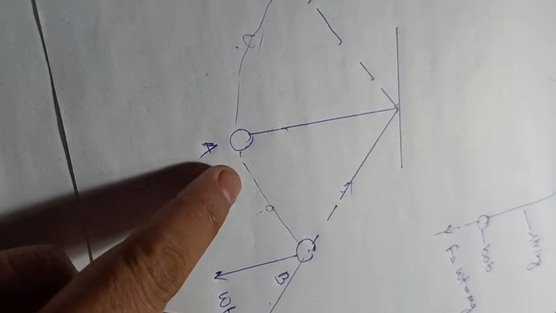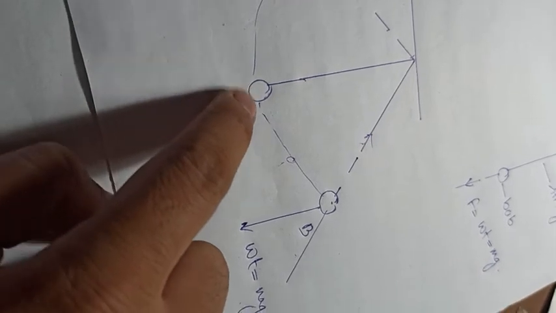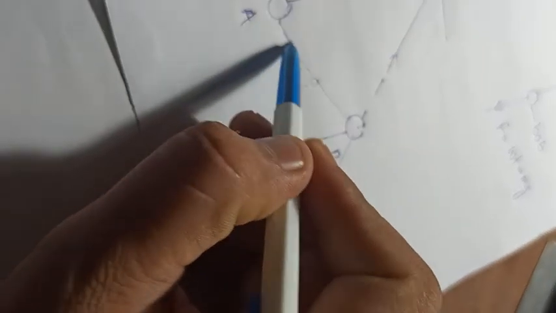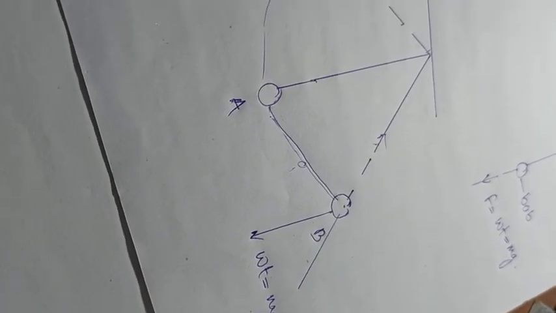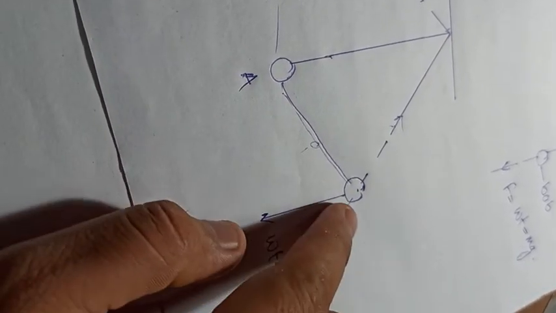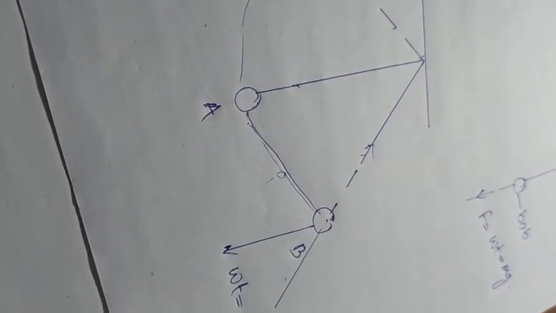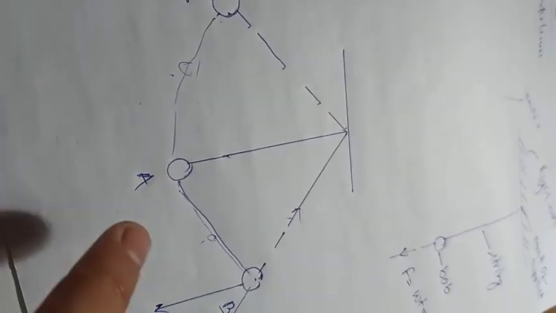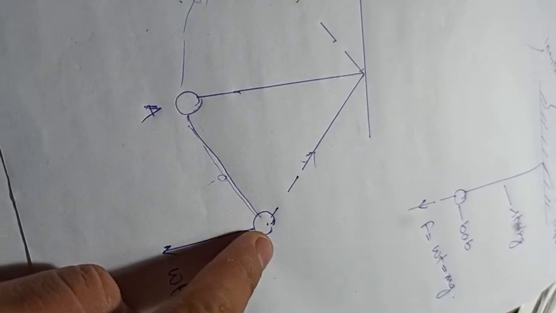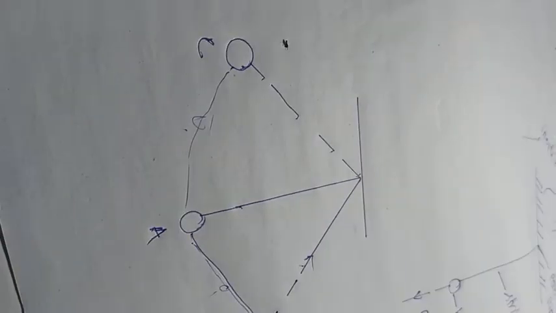Okay, don't be confused. If you displace the bob on the right side, then from here to here is what we call the amplitude. Amplitude means the maximum displacement from the main position to the extreme position. You can displace on the left side also. If you displace to the right side, the displacement is positive, and if you displace on the left side, the displacement is negative.